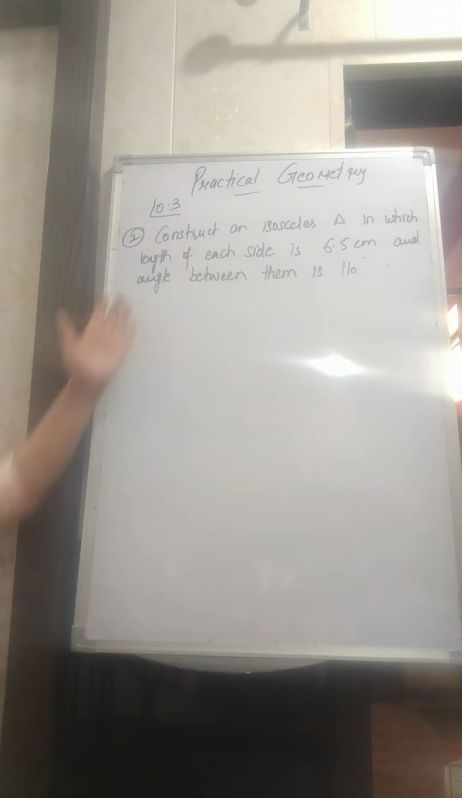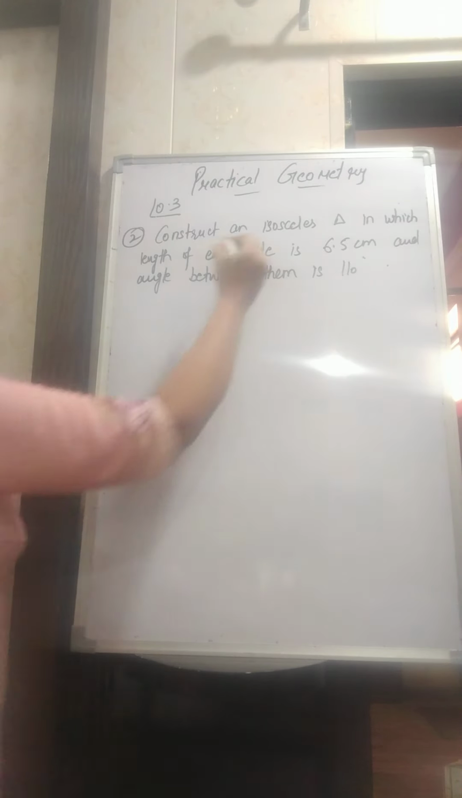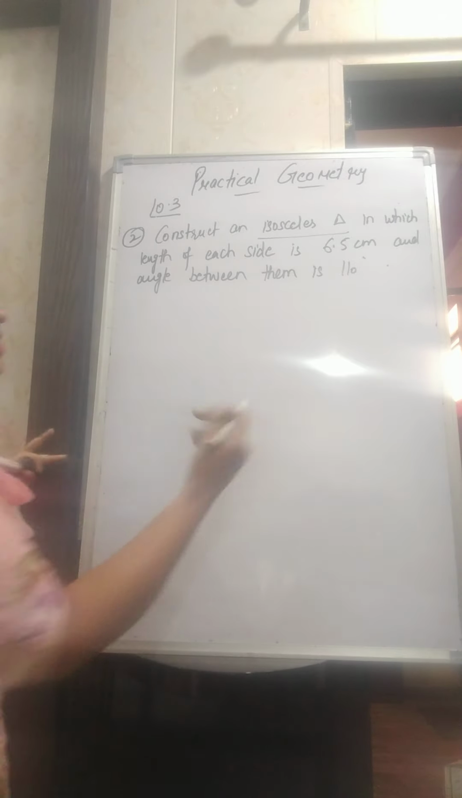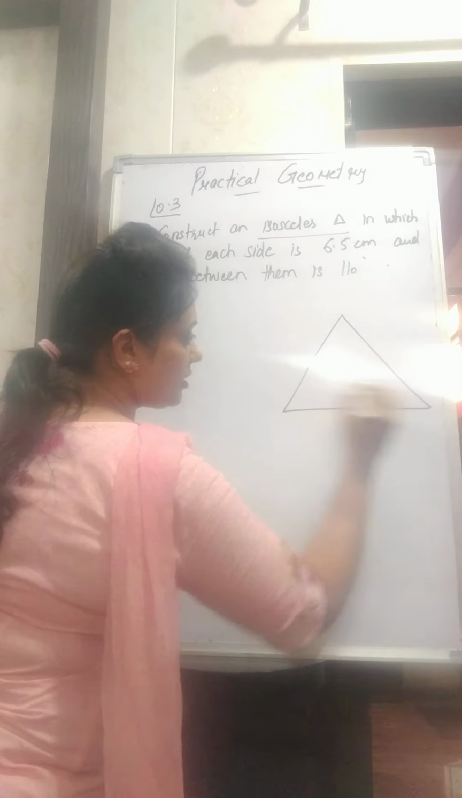Next question, question number 2. Construct an isosceles triangle in which length of each side is 6.5 centimeter and angle between them is 110 degree. Now, what type of triangle is it? It is an isosceles triangle. We know what an isosceles triangle is? A triangle in which two sides are equal is known as an isosceles triangle.